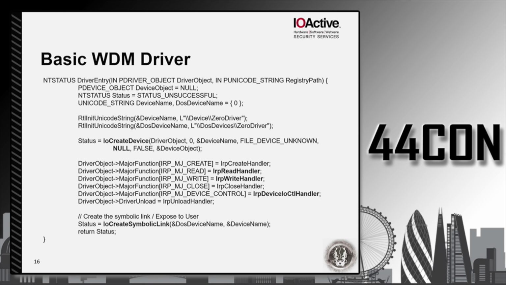This is the base code of a WDM driver. Basically, what it does is create a device object with the API I pointed out before. Then it sets some dispatch handler routines, and then it creates a symlink. Creating that symlink allows user mode applications to open a handle to it. Otherwise, only another kernel mode component can interact with this driver. And if you look at the device characteristics, it's being set to null.